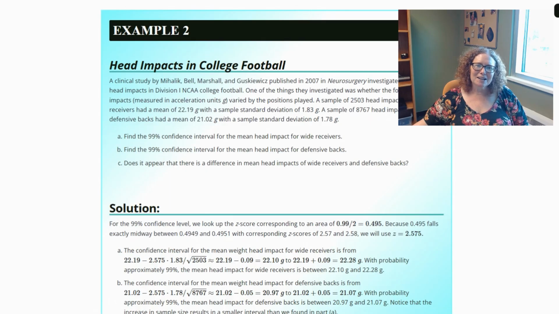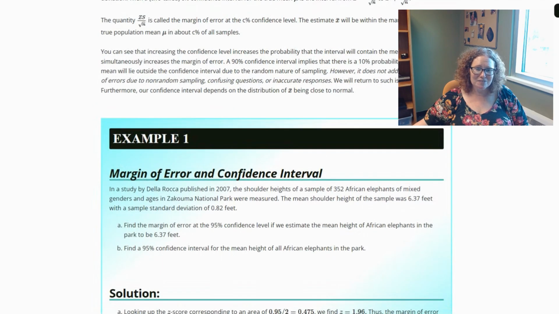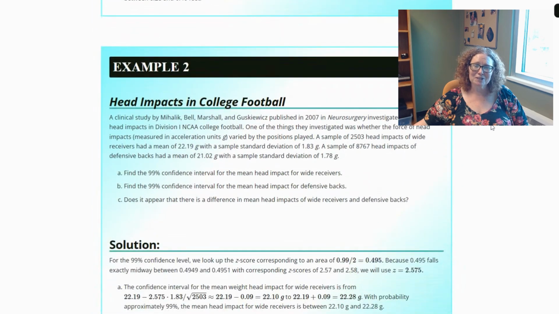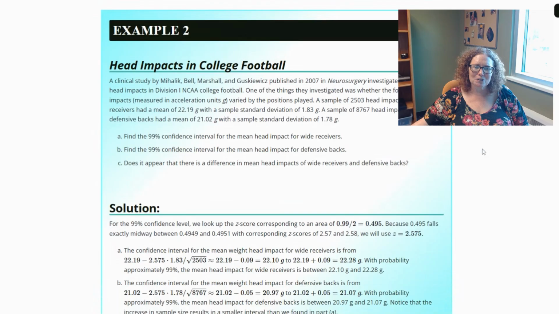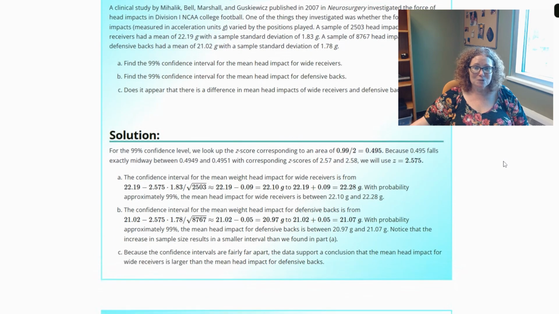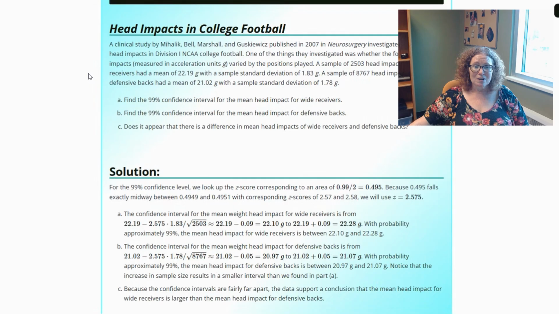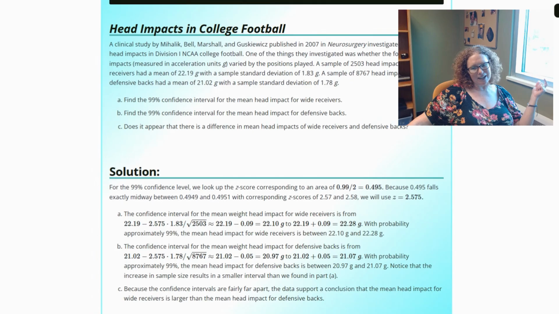Okay, so we applied it up here when we were talking about the elephants and the shoulder heights. You probably won't ever use that, but hey, if you're a scientist, or maybe a coach, you might want to know the confidence interval for the mean head impact between wide receivers and defensive backs. So we look at 99% confidence here, which is greater than the 95 we saw before and the 90. Again, with 99% confidence, you divide that by 2, getting 0.495.